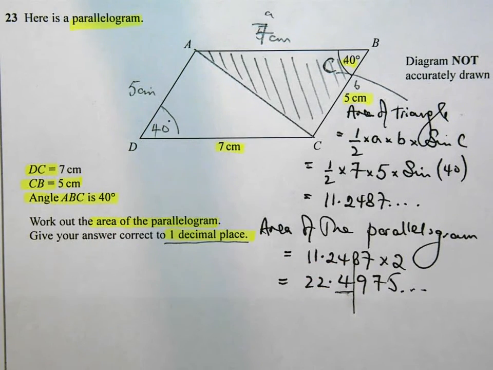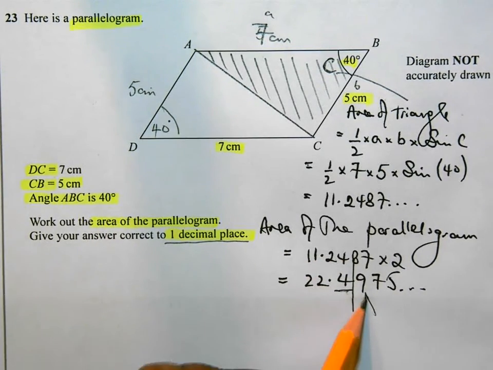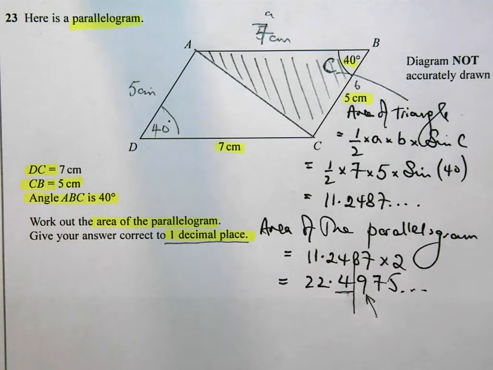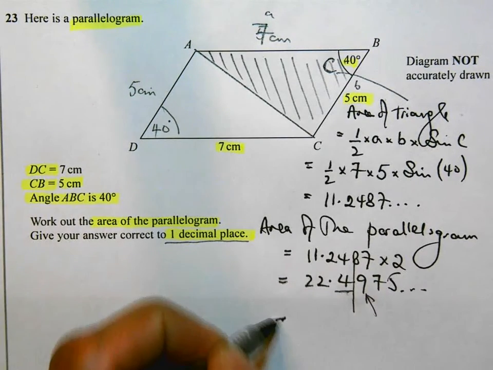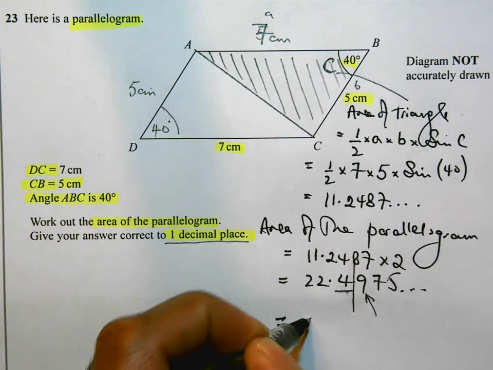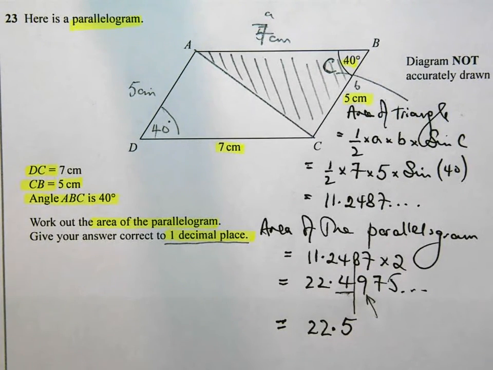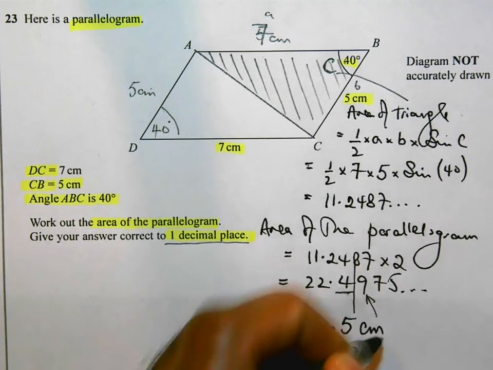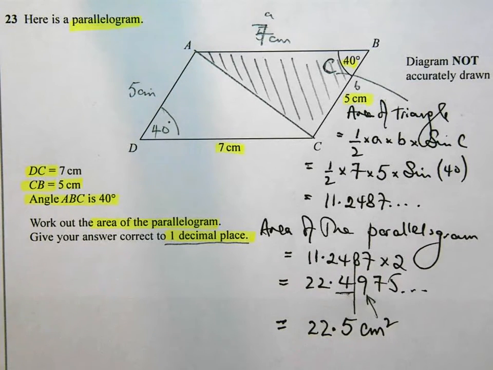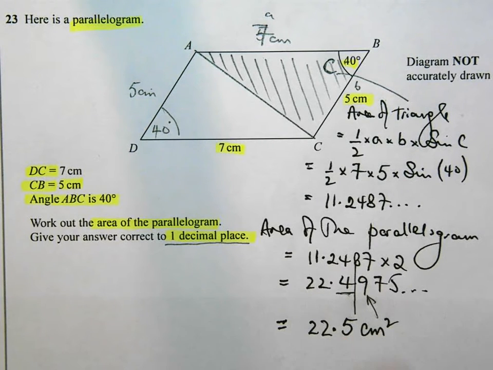But before I do that, look at the next number along. In this case, it's a 9. So I'm going to have to round this up by 1, and that becomes 22.5. Okay, remember it's area you're working in. If I go to look at the answer space, there's already centimeters squared written in there. So I'm just going to write 22.5 in the answer space.